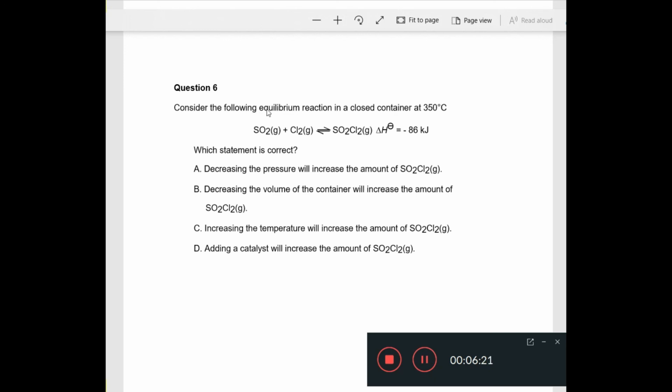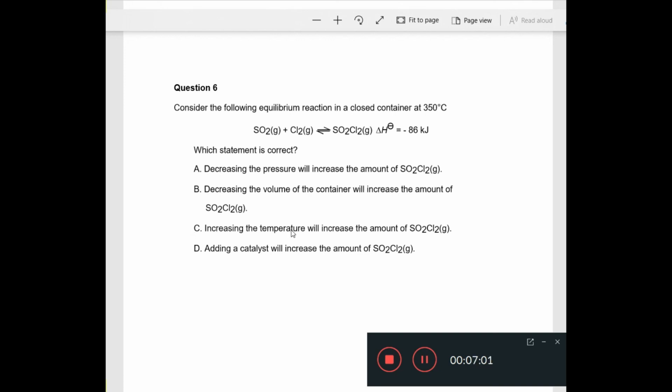Let's look at question 6. Question 6 says, consider the following equilibrium reaction in a closed container at 350 degrees Celsius. It's SO2 plus chlorine gives us SO2Cl2. The reaction is exothermic. It's a gas phase reaction. Which statement is correct? A: Decreasing the pressure will increase the amount of SO2. Well, if you decrease the pressure, it will shift towards the side with more molecules, and that would be your left-hand side. The left-hand side has 2 molecules compared to 1 on the right-hand side, so A is not correct.